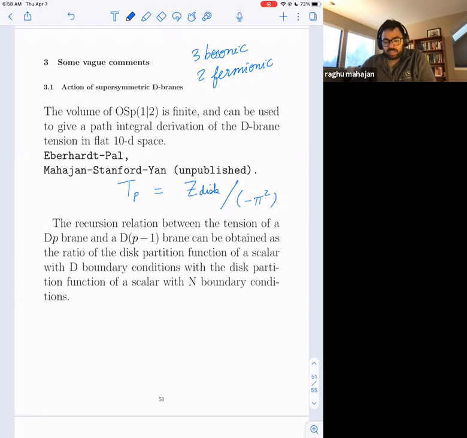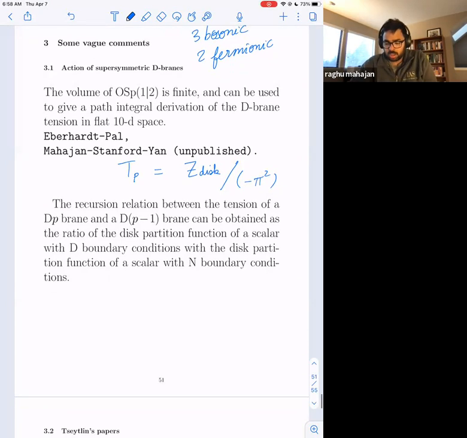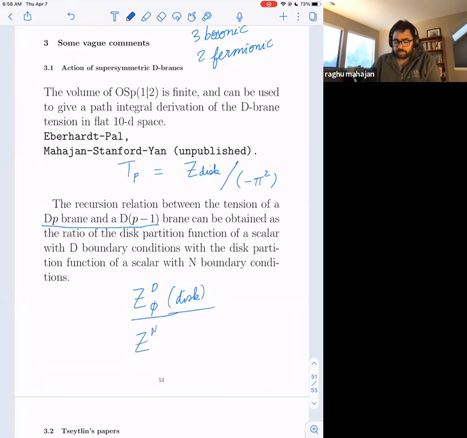This you might think is a little bit funny, maybe even in the supersymmetric case. But what I can say is that there is this recursion relation between a DP brane and a DP minus 1 brane, between their tensions. And that is just Z of a scalar field with Dirichlet boundary conditions on the disk, and the same partition function with a Neumann boundary condition.